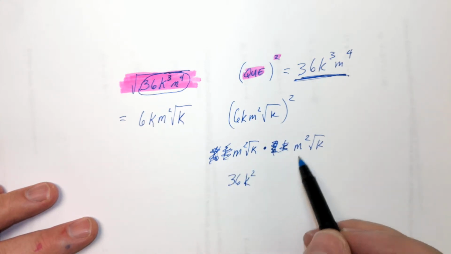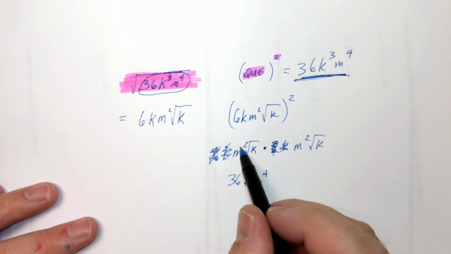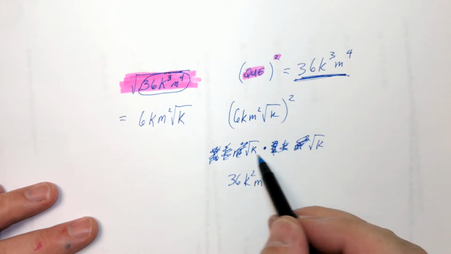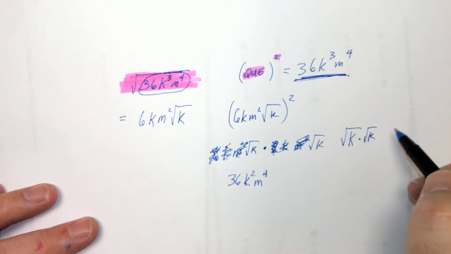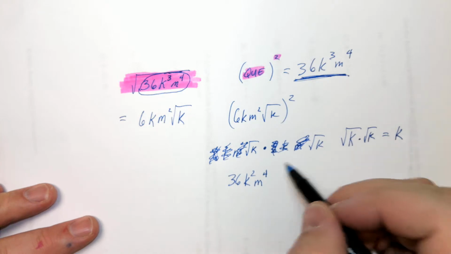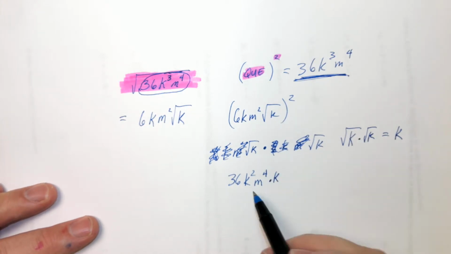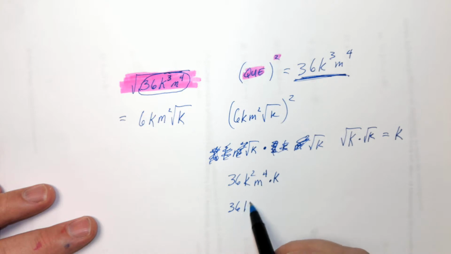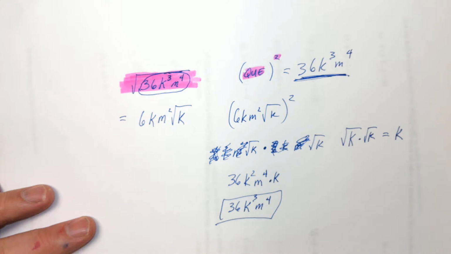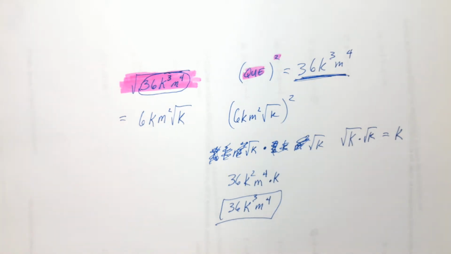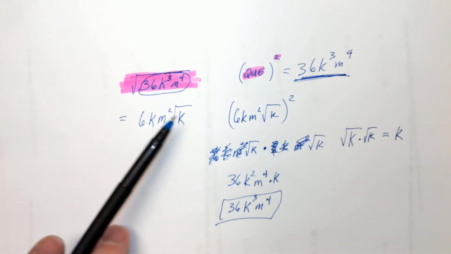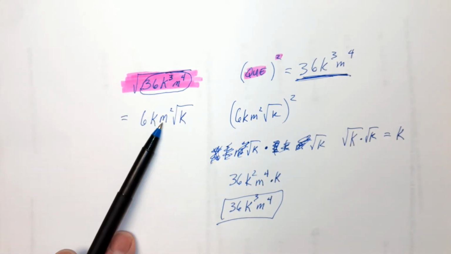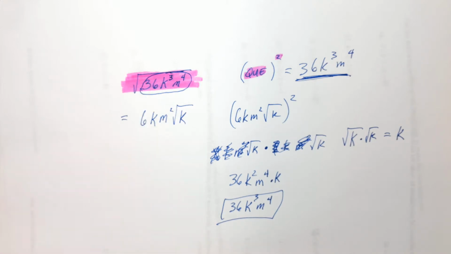Okay, m squared times m squared is m to the 4th. What's the square root of k times the square root of k? That is just equal to, you're right, k. And isn't k squared times k, k cubed? Yeah. That's how I know this is right. If I were asked to show this is the answer for that question, I would take the thing I was given as the answer and square it and show that it equaled the radicand.